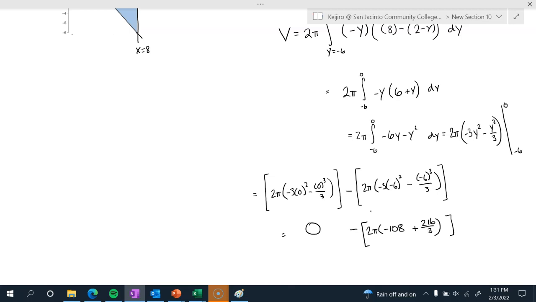That is, well, that's negative 108 thirds. There's an extra negative on the outside. So it's positive 108 thirds times 2 pi. So positive 216 thirds pi is the volume of this shape.